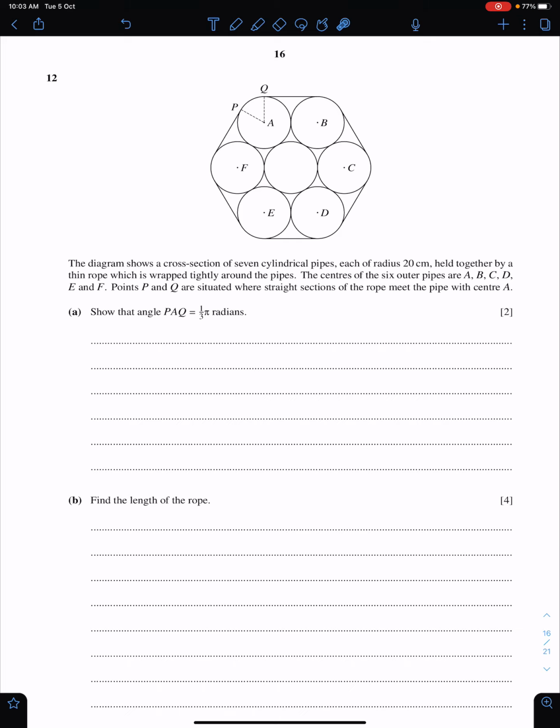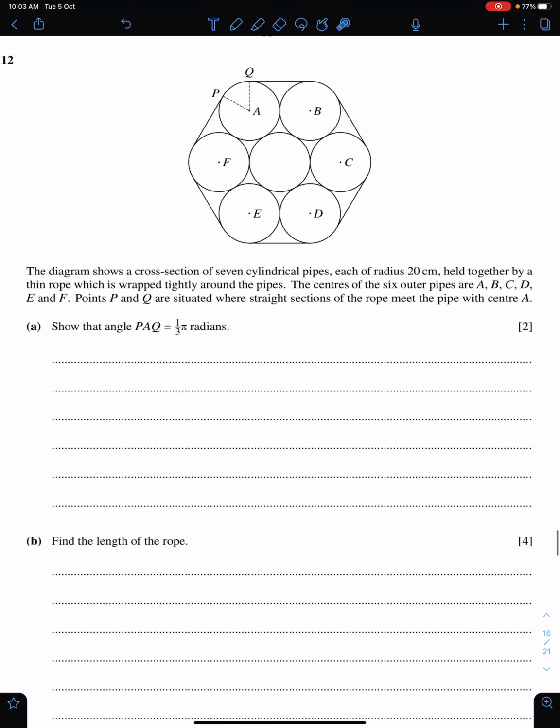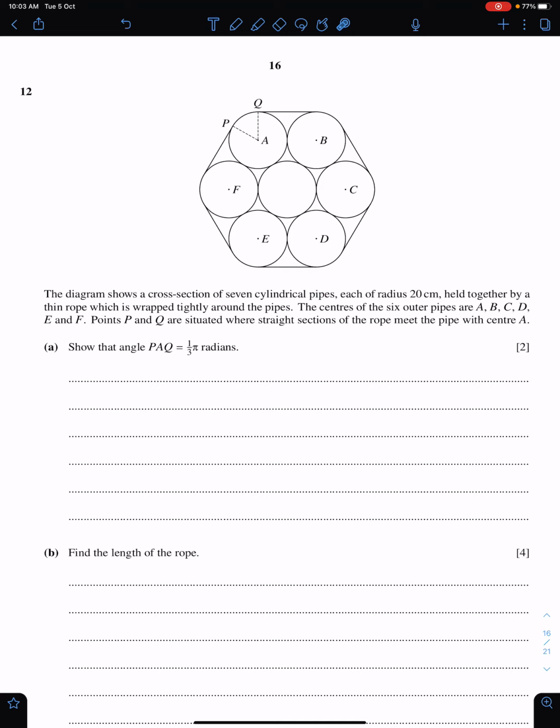Next question. The diagram shows a cross section of 7 cylindrical pipes, each of radius 20 centimeter. So this radius is 20. Held together by a thin rope which is wrapped tightly around the pipes. The centers of the 6 outer pipes are A, B, C, D, E and F. Points P and Q are situated where straight sections of the rope meet the pipe with center A. Show that PAQ is pi by 3.